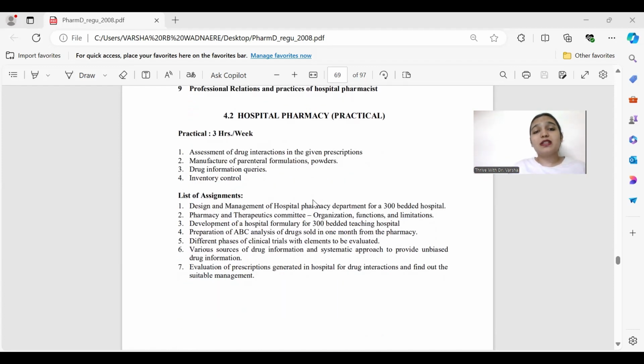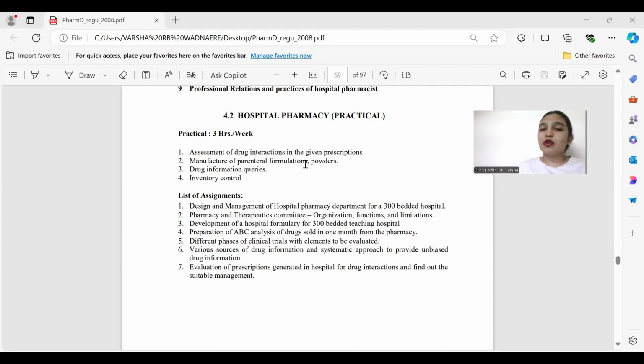Now hospital pharmacy practical, 3 hours per week. The topics are assessment of drug interaction in given prescriptions. Now you will have to work in a hospital pharmacy. Over there you will have to observe prescriptions, identify drug interactions in those, and make a report of that.